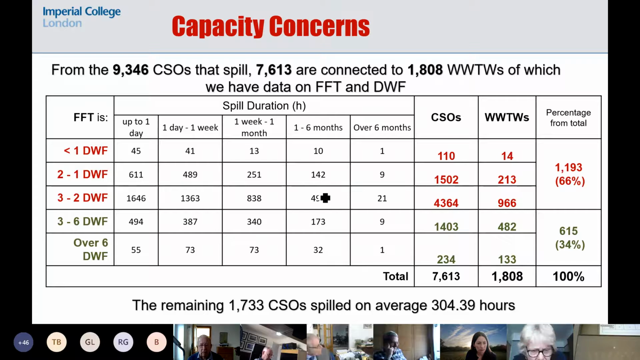And you can see here the distribution of works, also of overflows, really matching this idea of capacity of the works. So it's also a misconception that when we think that there is a problem with the overflows, it is the network's fault. It's probably more the sewage treatment works' fault, which doesn't have the capacity to receive the load.